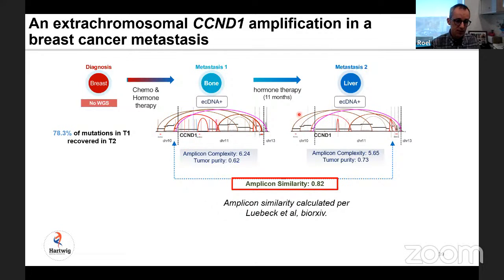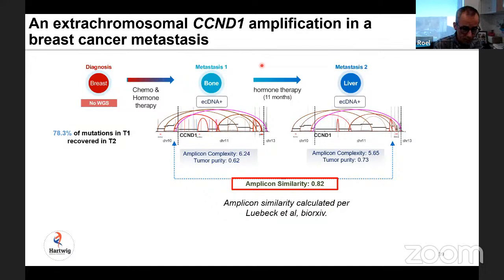Patient then received additional hormone therapy for about 11 months and then developed a liver metastasis. And that nearly same, just by eyeballing here again, nearly same cyclin D1 amplification can be redetected. So this is an ecDNA that is found in two different sites in the body at different time points, suggesting perhaps that this is a truncal event.